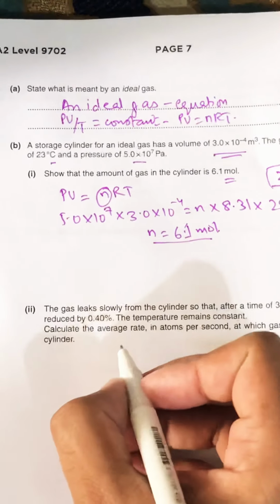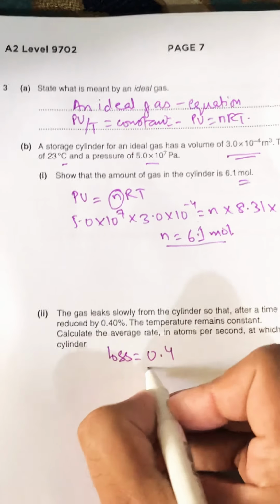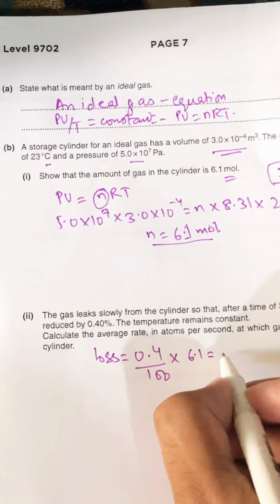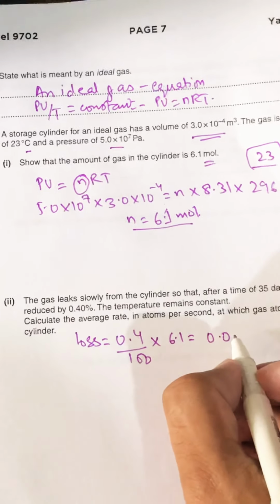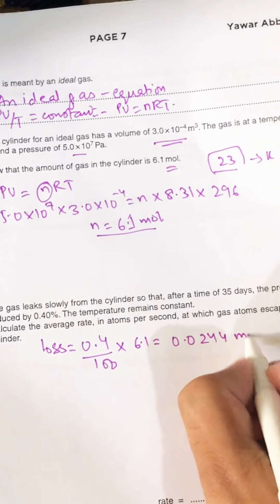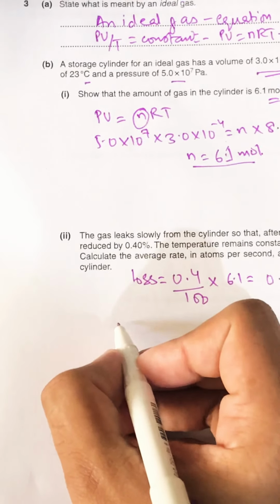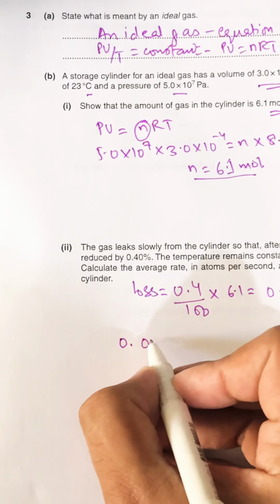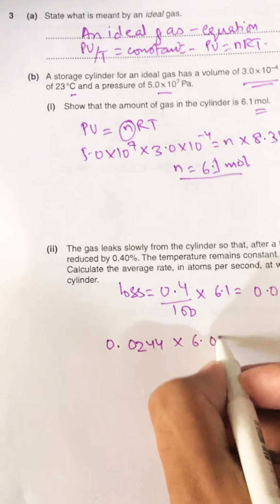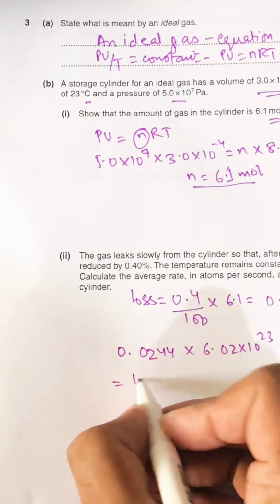So first of all, we will be looking at the loss. How will we calculate the loss? 0.4 divided by 100 multiplied by 6.1 moles. So the total loss in terms of moles is 0.0244 moles. Now this in terms of atoms: multiplying with the Avogadro constant, 10 to the power 23, we get the number of atoms.